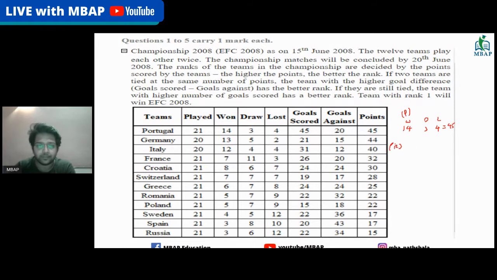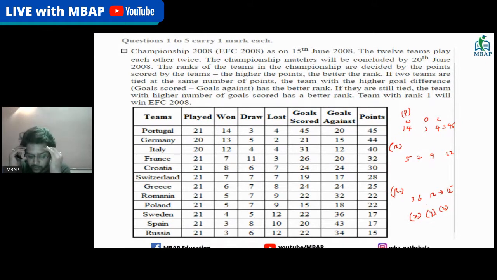Romania, on the other side, won 5, drew 7, lost 9, and the total number of points it has is 22. Russia, on the other side, won 3 matches, drew 6, lost 12, and the total number of points is 15. Now tell me the points you make on winning, on drawing a match, and the points you lose after losing a match.